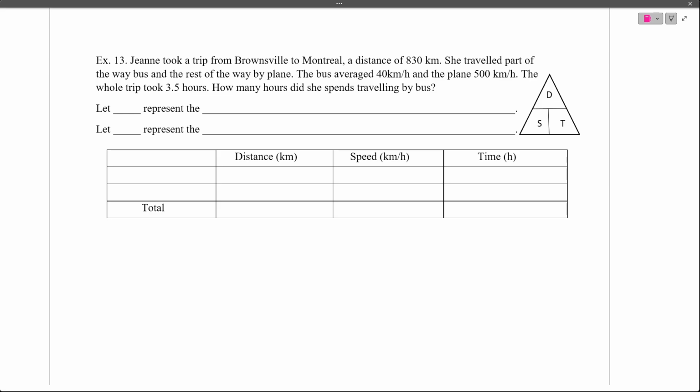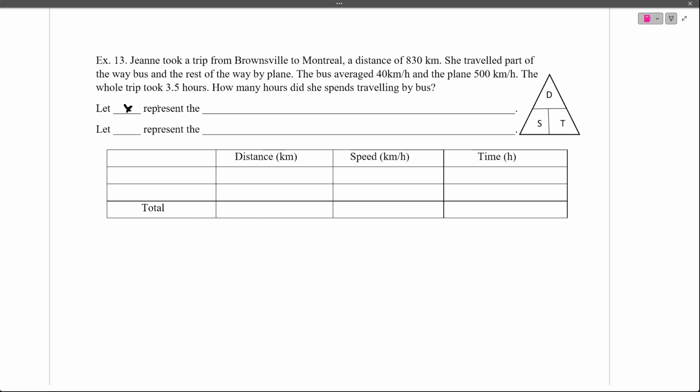You'll notice that the table is slightly different this time. When we're dealing with a problem with mixed forms of movement, where part of it is done by one strategy and part by the other, we're going to tackle the problem like this. First of all, we have to look at what we're trying to calculate. The question was, how many hours did she spend traveling by bus? The only way we can do that is if we know how much time she spent traveling by bus and by plane. So those are going to be our unknowns this time.